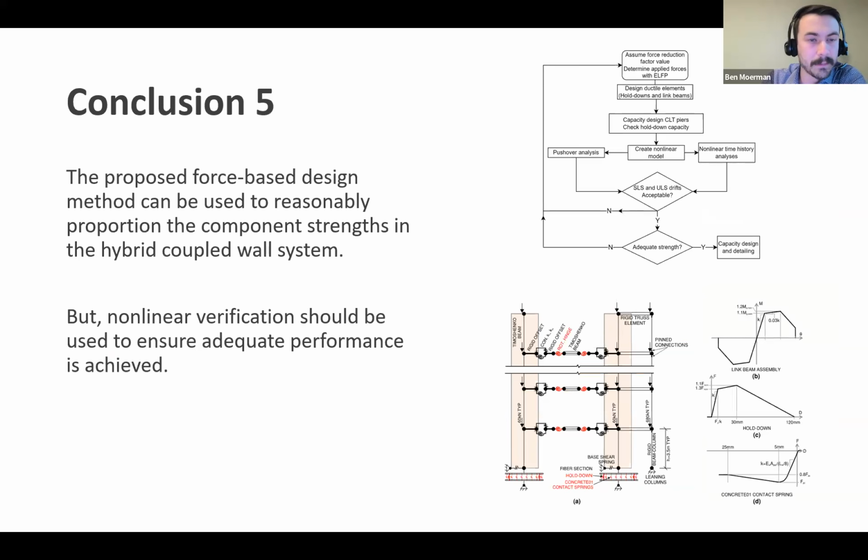And conclusion 5, the proposed force-based design method can be used to reasonably proportion your component strengths. And if anyone's designing a system like this, I sure hope people do someday, nonlinear verification is strongly encouraged to just make sure that adequate performance is achieved.